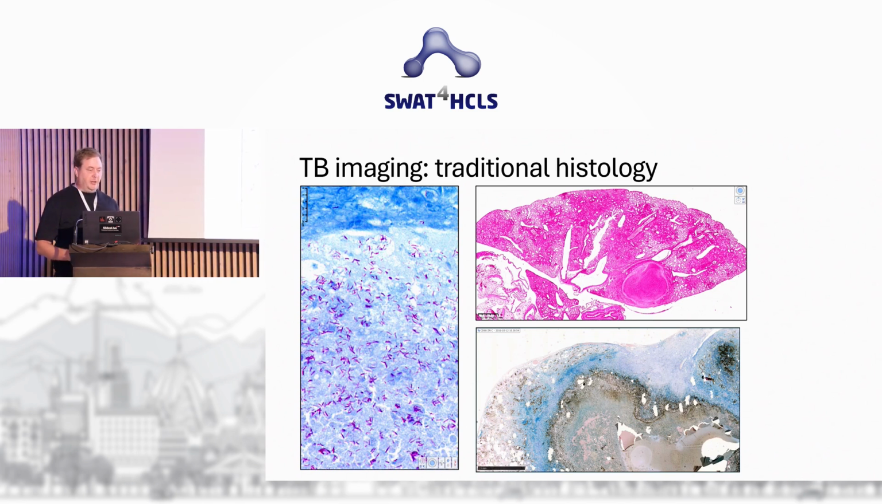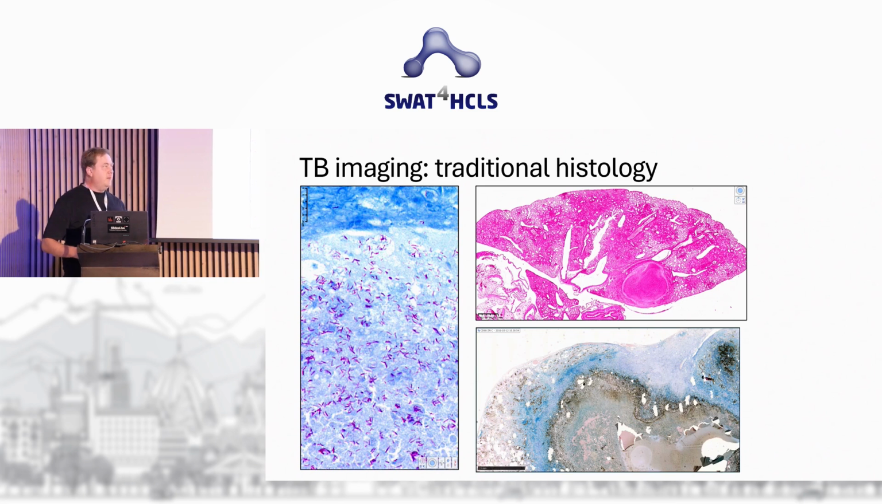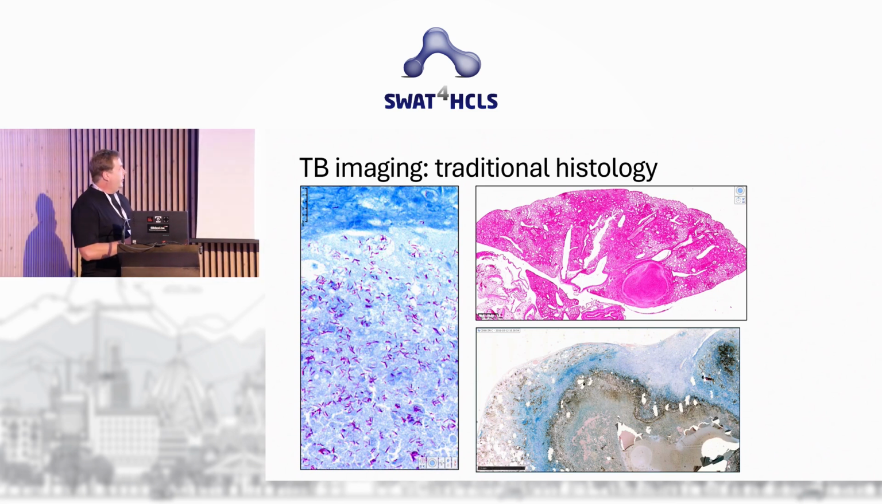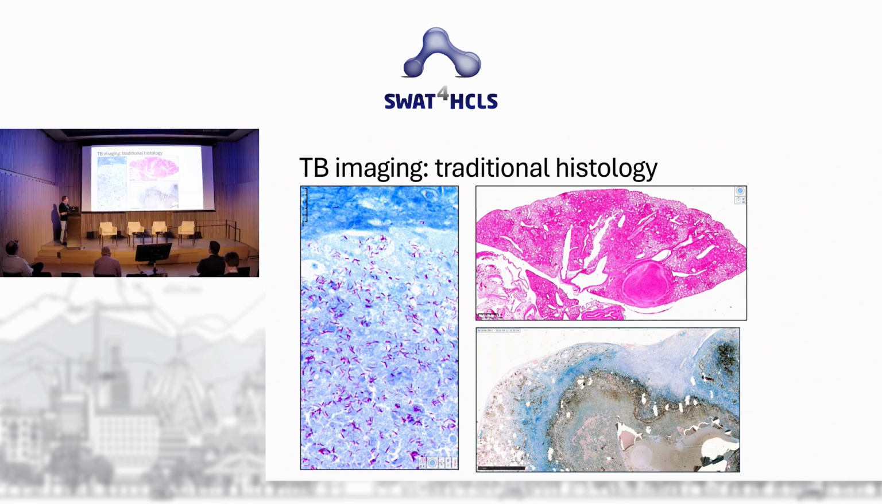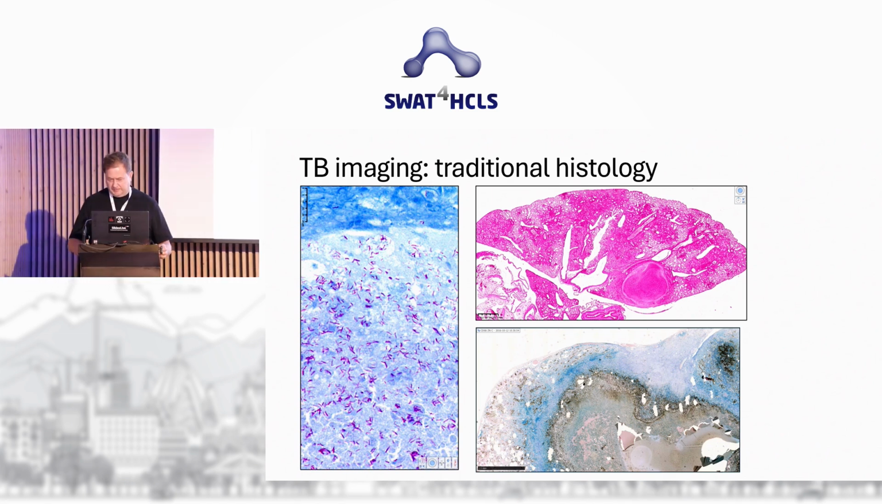This is just an example of how TB can look under a microscope. So in the first example, this is a Ziehl-Neelsen stain, and these little purple rods are the individual bacilli. This is a hematoxylin eosin stain, and here you can see a necrotic granuloma. And this is an immunohistochemical staining for a cell surface antigen, and that's what you see in the brown here. And the hematoxylin is used to stain the nuclei.